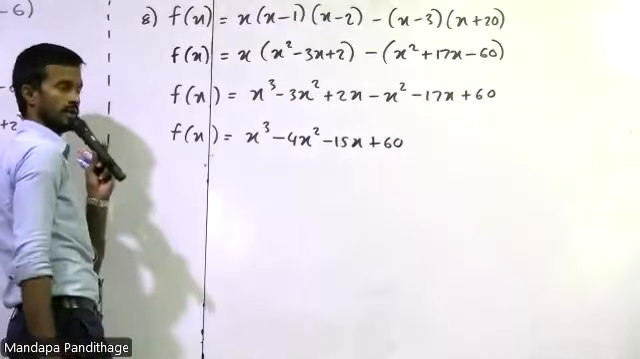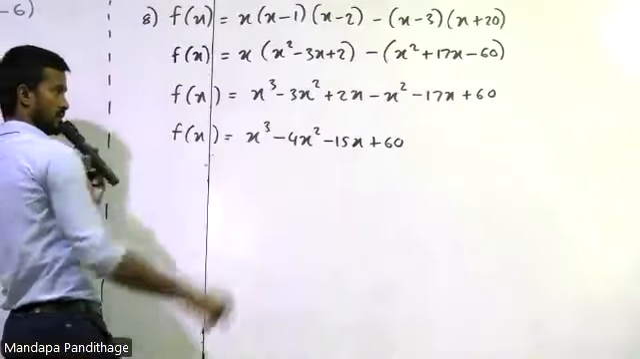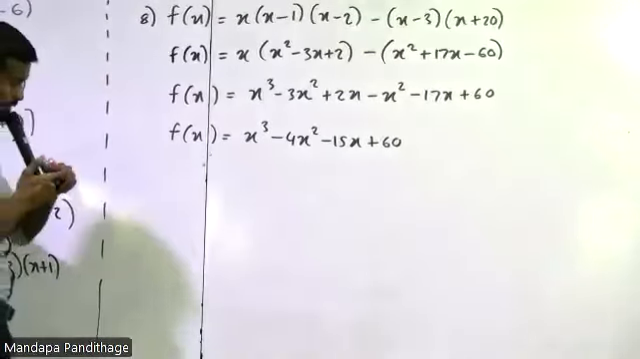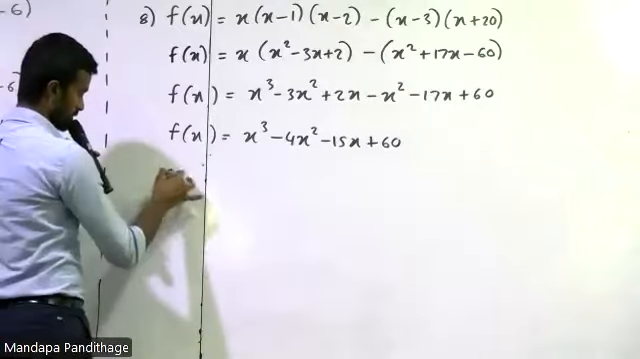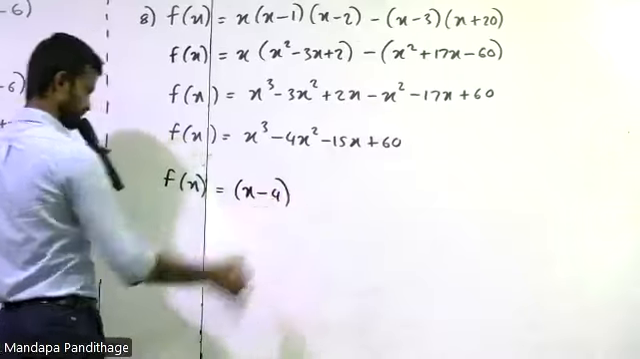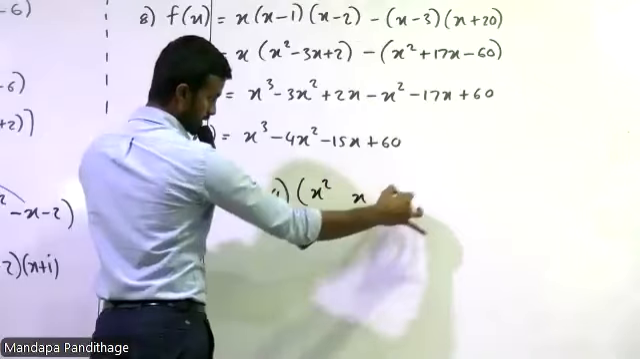Okay, now you have to first bring this to here. If not, you can't find the other factor. They have given one factor, it's x minus 4. They are not asking to show that it's a factor, okay? We take the other factor as x squared, x and the constant.